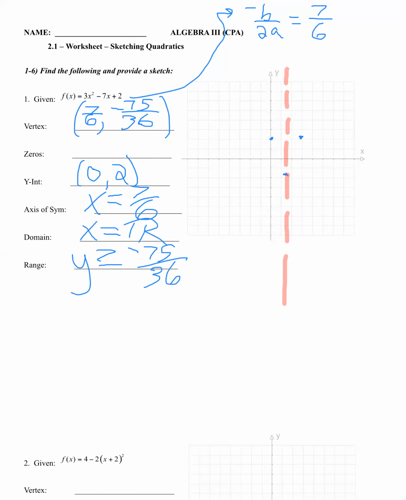Okay, so now I can also visualize where my zeros should be. If I were to connect these, I know that I'm going to have a zero somewhere in between 0 and 1, and it looks like another one in between 2 and 3. So to find those zeros, I just have to solve that quadratic. So I replace y with a 0: 3x squared minus 7x plus 2.